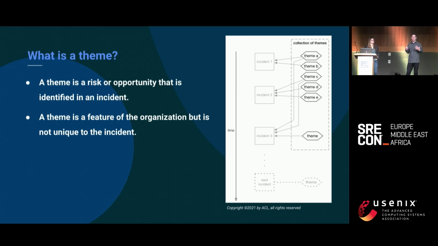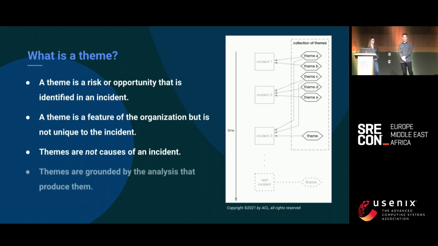Themes are features of the organization. They describe the organization, but you discover them in an incident, and they're not unique to that incident, as you can see in the image. And again, I want to reiterate, you want to think about them as causes, but themes are not causes. They're just descriptions of the organization that the incident occurred within.